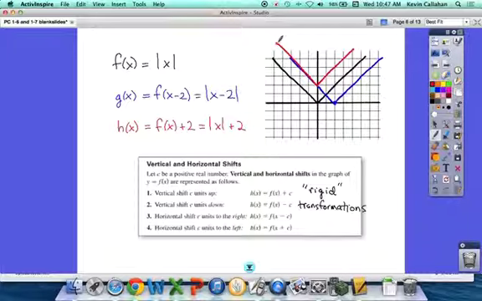So in summary, these are what we call the rigid transformations. I mean, it's going to take that rigid shape, right? It's not going to bend it or change it in any other way. Just taking that shape and moving it around. That's a rigid transformation, right? If you add or subtract after the function, plus means up, minus means down. If you add or subtract inside the function, minus means right, plus means left, right? And we did absolute value, but it would work the same no matter what the function is.